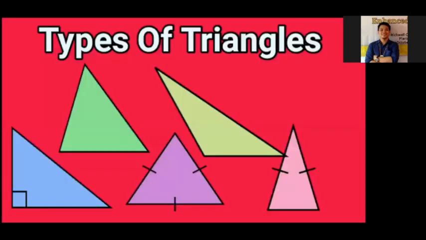Good day, everyone. We will now discuss the different types of triangles. Triangles can be classified in two different ways. We can classify them according to their sides or according to their angles. Okay, so let's start first by discussing triangles based on their sides.